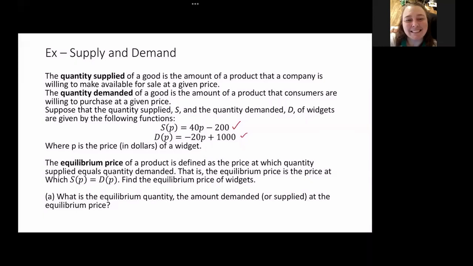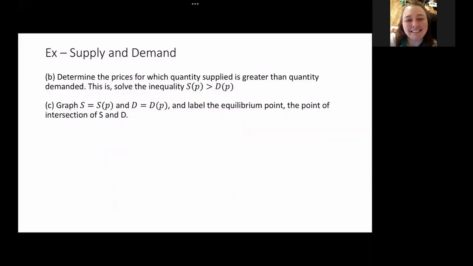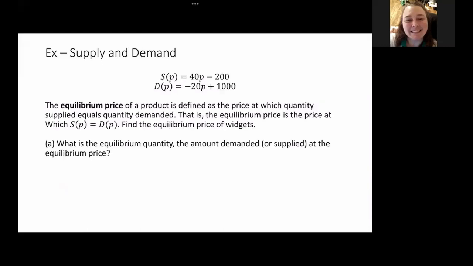Now, the first thing we're going to look at is the equilibrium price. So the equilibrium price is the price at which the quantity supplied equals your quantity demanded. Okay, so we're going to have to find that equilibrium quantity, the amount demanded or supplied at the equilibrium price. Another thing we're going to do, we're going to determine the prices for which the quantity supplied is greater than the quantity demanded. So we're going to solve for that inequality. And then we're going to graph the two. We're going to graph supply and graph demand. And from that, we're going to find the equilibrium point and we'll label it. So let's get started on part A.